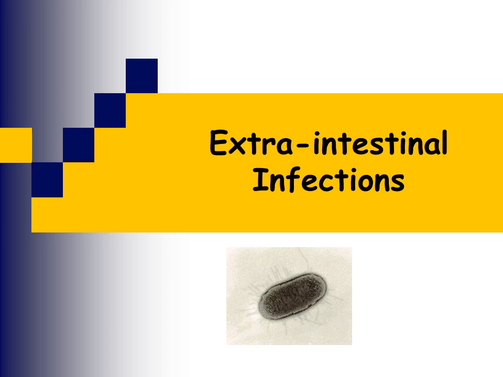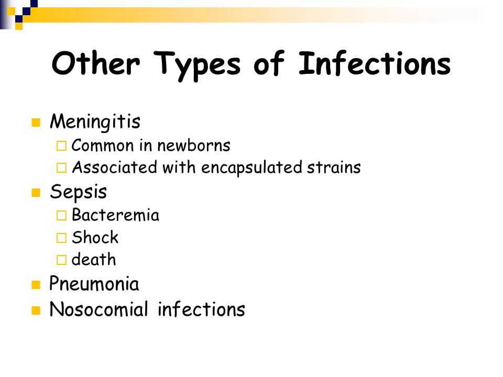E. coli can also cause extraintestinal infections. So other infections such as meningitis, which is going to be more common in newborns, and also more highly associated with strains that are able to produce a capsule. It can also cause sepsis, which can include bacteremia, can lead to shock as well as death. Can cause pneumonia, nosocomial infections, or hospital infections.